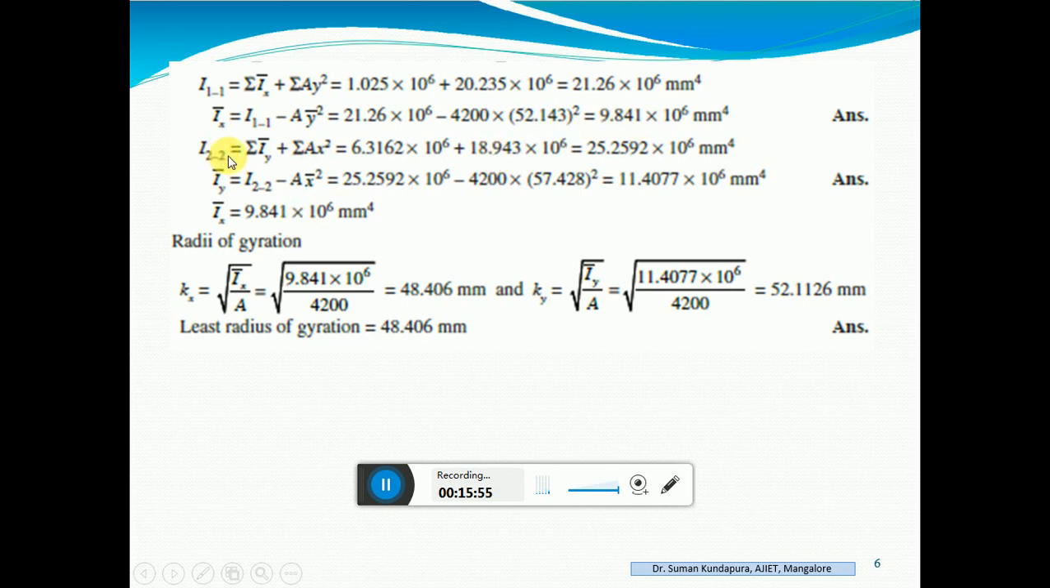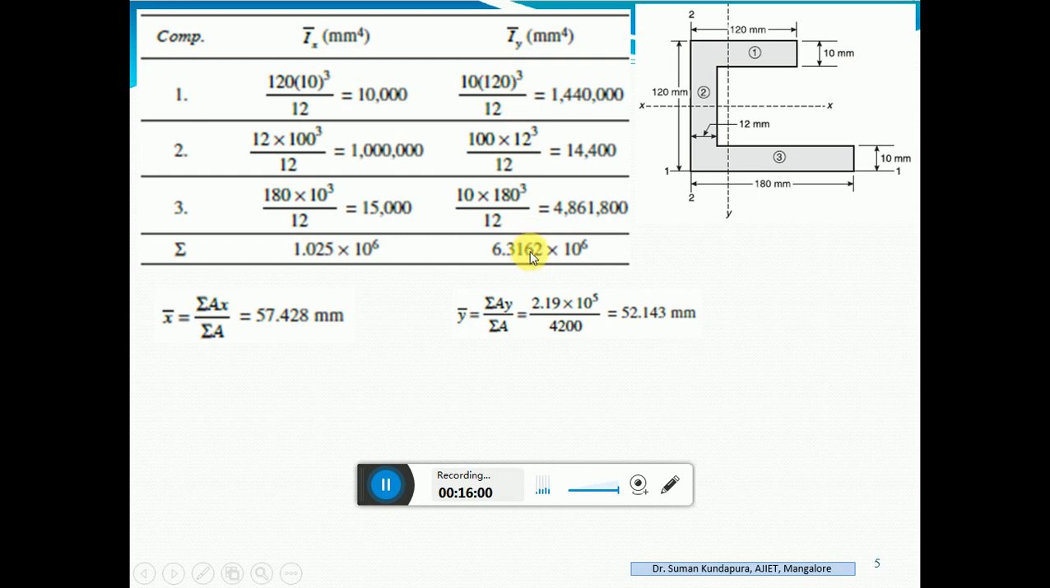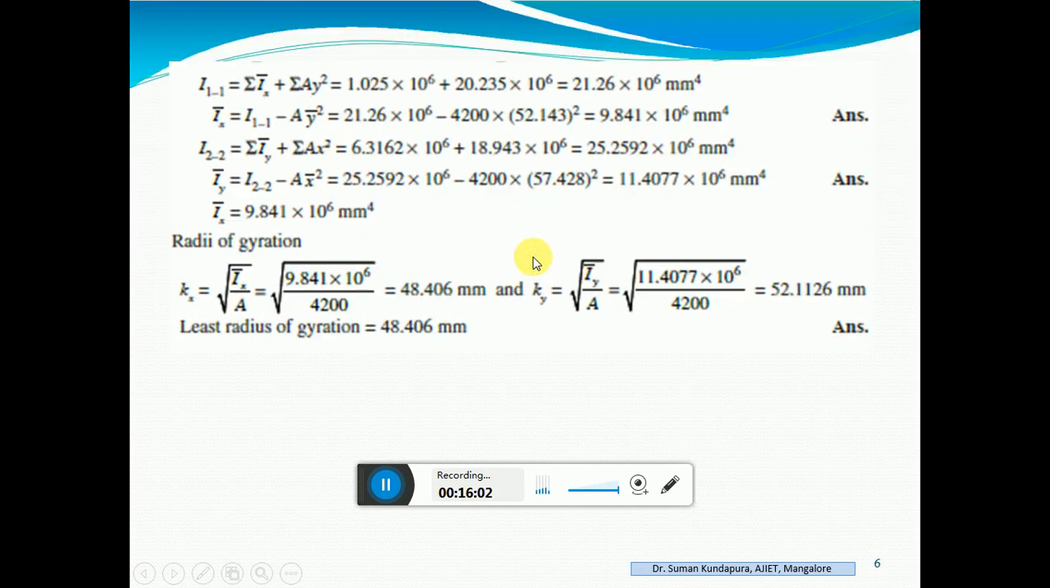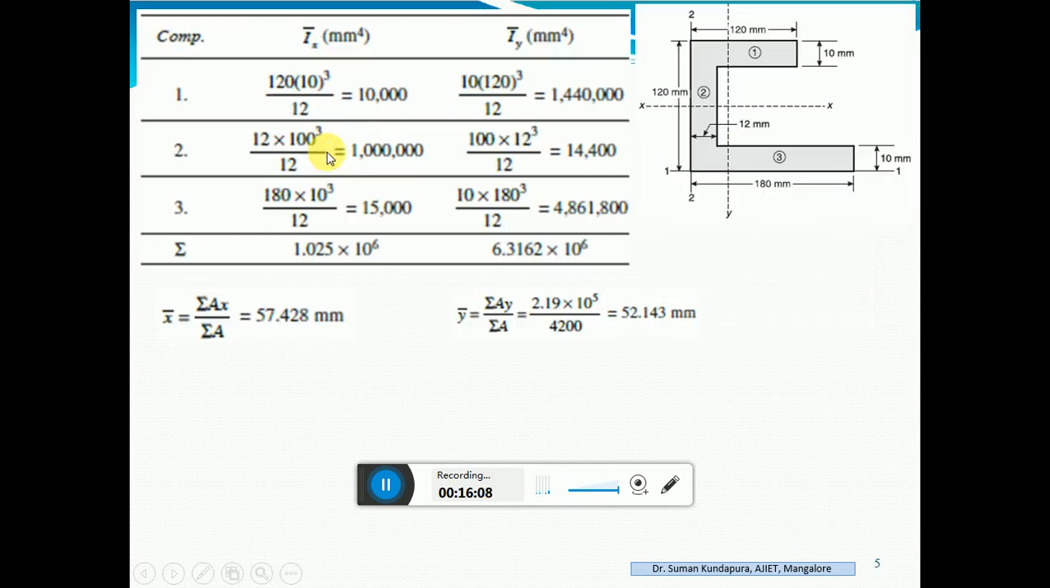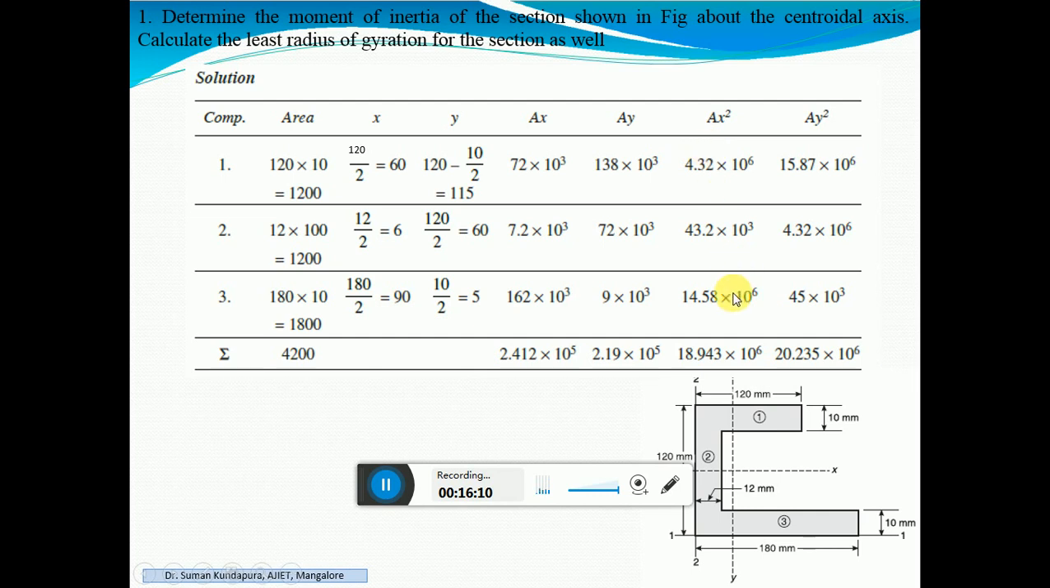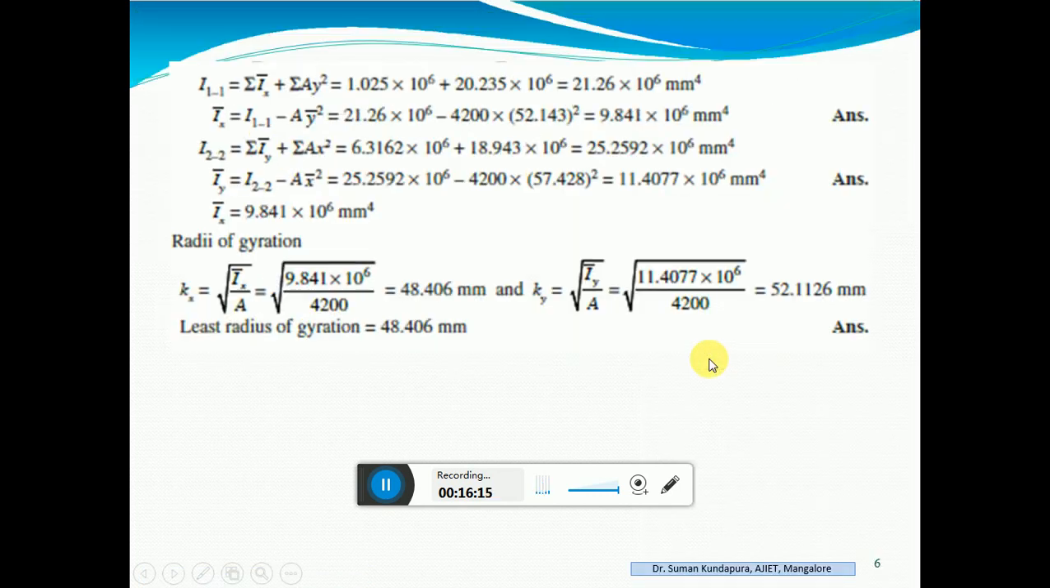Similarly, find out I22, that is summation of I bar, summation of Iy bar 6.3162 here, plus summation Ax squared. Summation Ax squared is from this tabular column, 18.943 into 10 raised to 6. So substitute that value here and you will get I22. Once you found out the I22, this is I22.